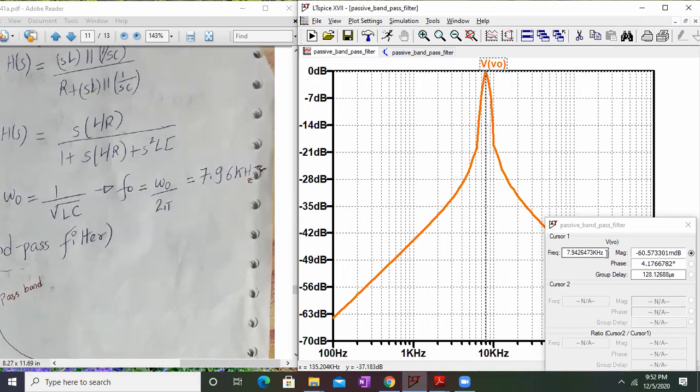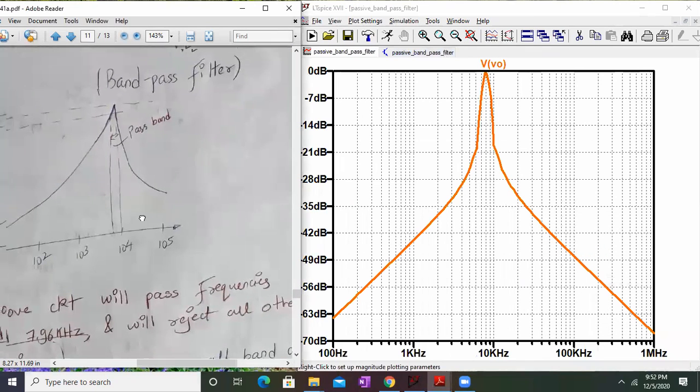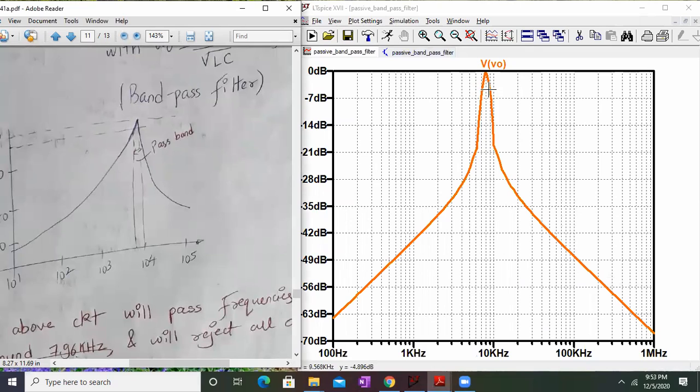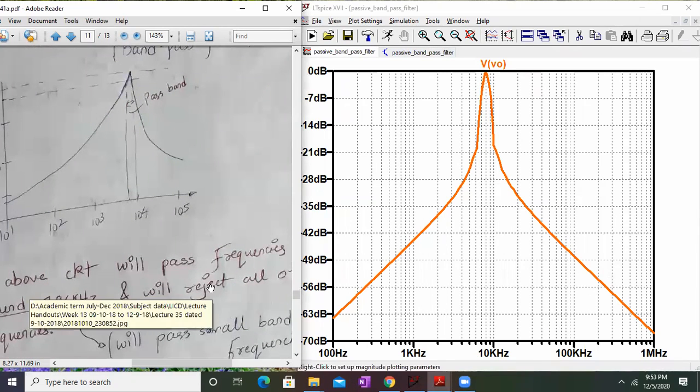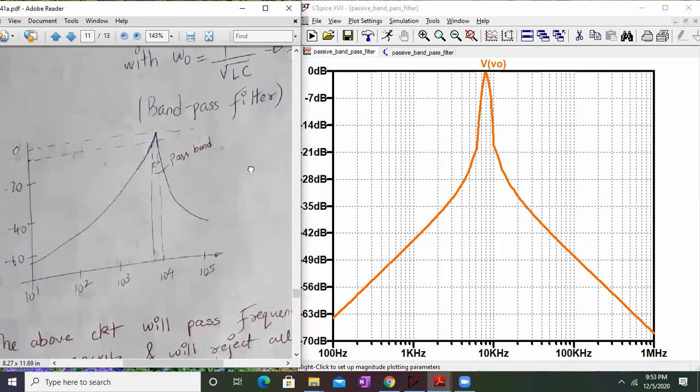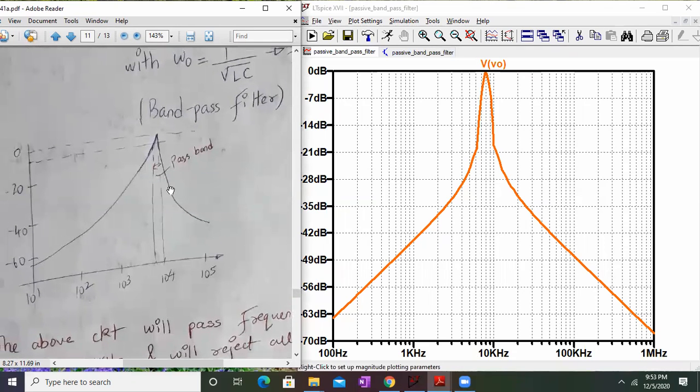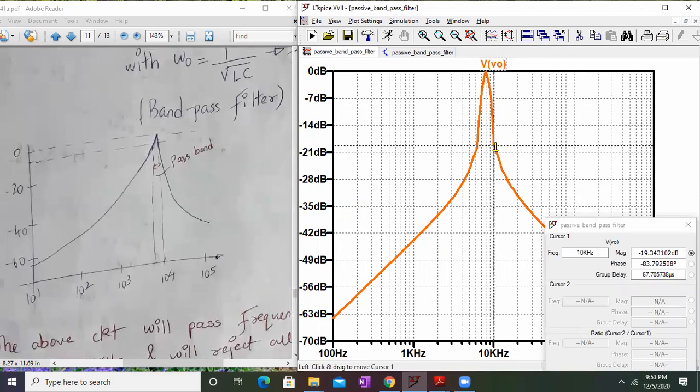As you can see clearly, the frequency response looks exactly the same way. So you have a small pass band over here. This is my pass band. Nearby around 7.94 kilohertz, a small pass band is there, and those frequencies are getting passed, whereas all other frequencies are getting attenuated. This is actually a narrow band pass filter. So a very narrow range of frequencies are passing. If you come 3 dB down, only that range of frequencies is passed.